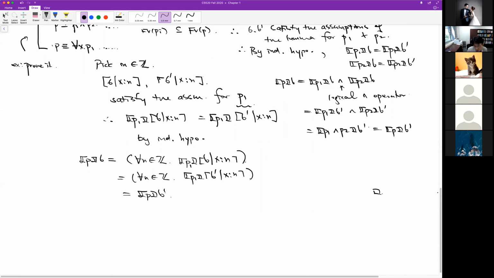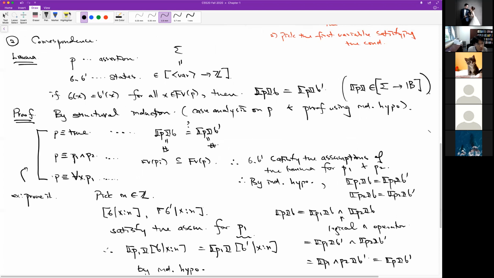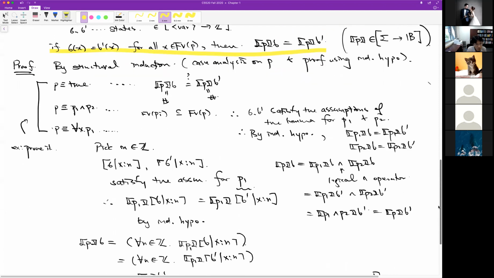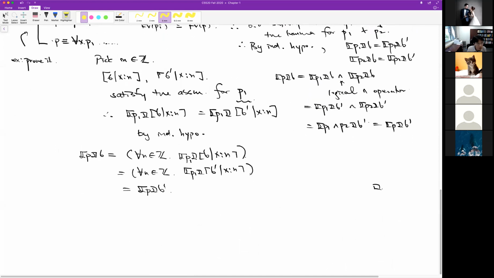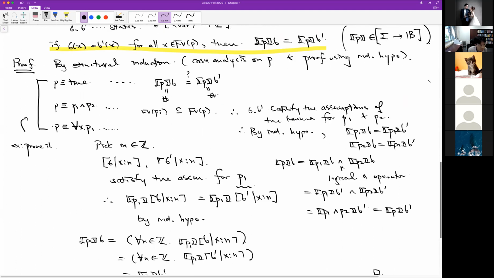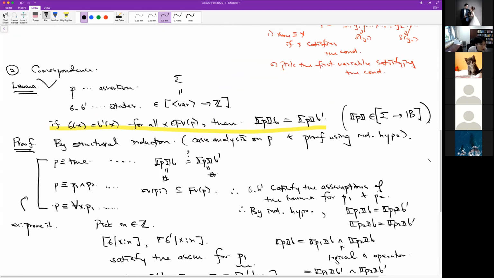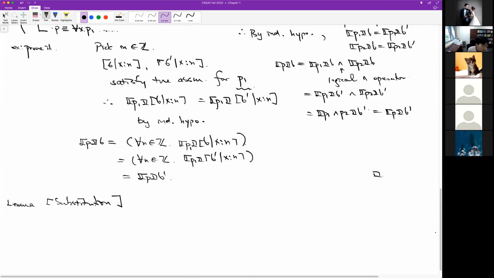Okay, this is an important property, and intuitively what it tells us is that the meaning of the assertions only depends on the free variables. That's what we expect, and our expectation is met. But the second important property is the substitution. So this is correspondence, and the second property is substitution.